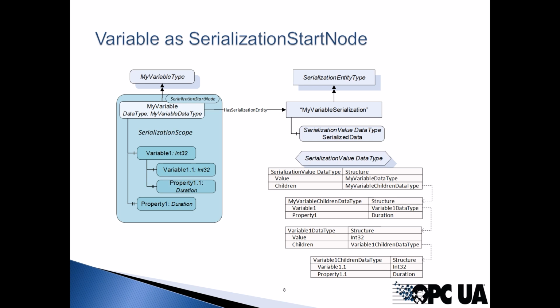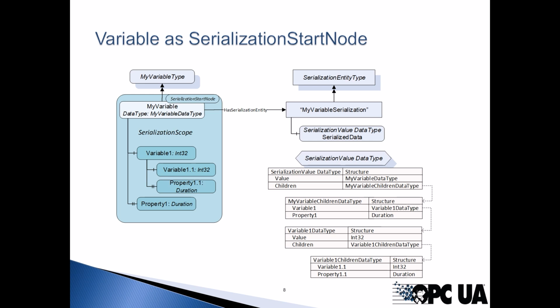Since each field of the structure represents one component of my variable, the two fields are variable 1 and property 1. Since variable 1 has children itself, it is represented by the variable 1 data type structure with an int32 value field for the value of variable 1 and a variable 1 children data type children field for the descendants of variable 1. This children structure field has an int32 variable 1.1 field representing the value of variable 1.1 and a duration property 1.1 field representing the value of property 1.1.